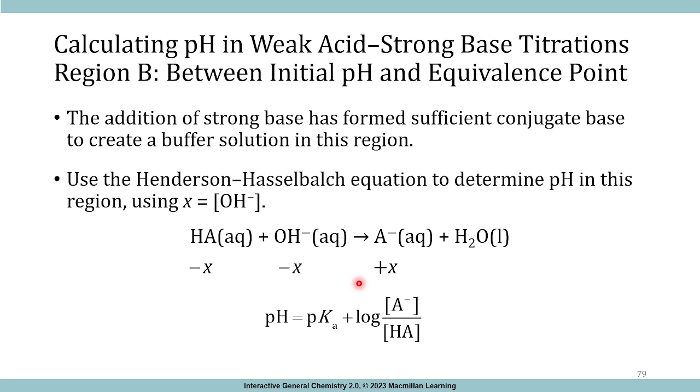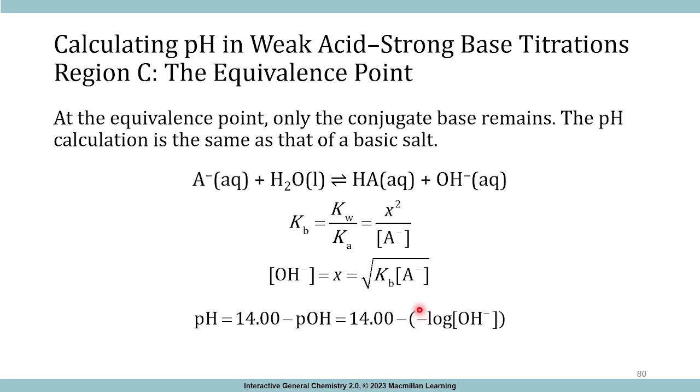Okay, so this right here, the addition, is region B. In region B, you're in a buffer region. And so the easy way to handle these regions is to use the Henderson-Hasselbalch formula. So pH equals pKa plus the log of the base over the acid. Remember, this is again making the 5% assumption. And again, these are the initial concentrations.